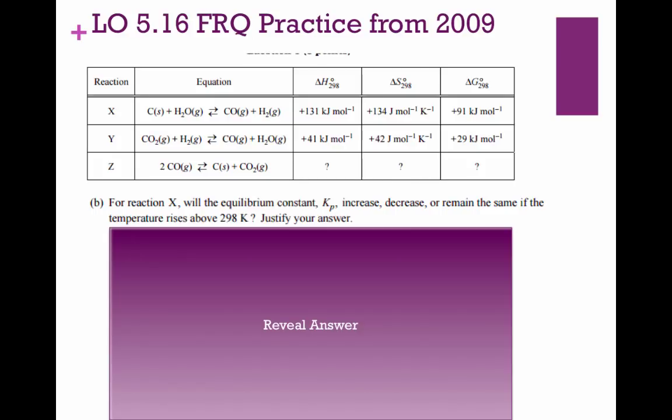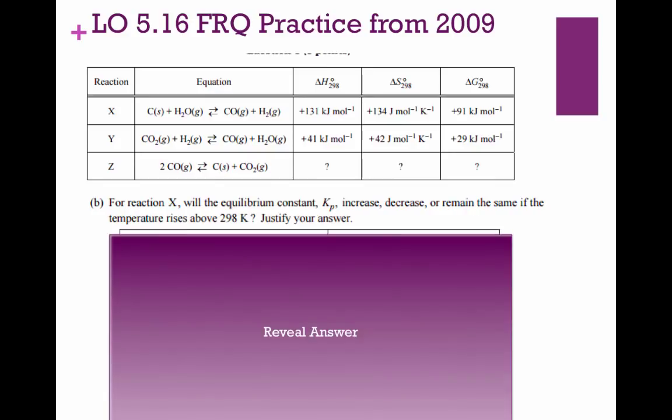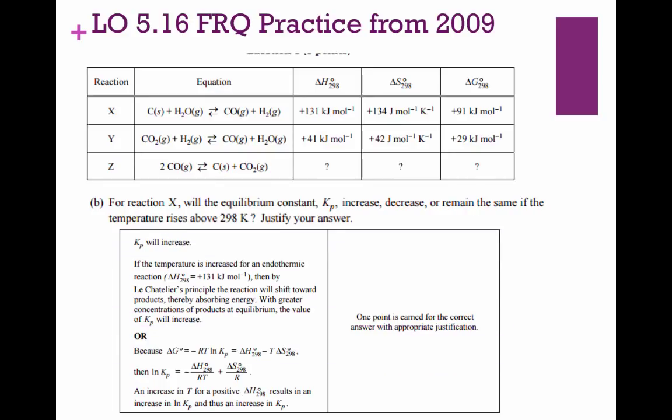So you could calculate your delta G and then calculate K. Or you could look at it conceptually. I think that for me, I would probably calculate just because I tend to do better with math. And so if we wanted to, we could do delta G equals delta H minus T delta S and then change our temperature to see what happened to delta G. And then based on delta G, we know if it's more or less favorable.